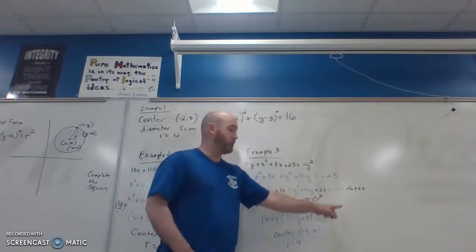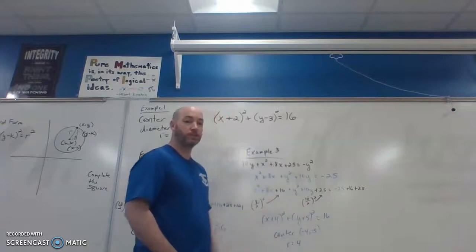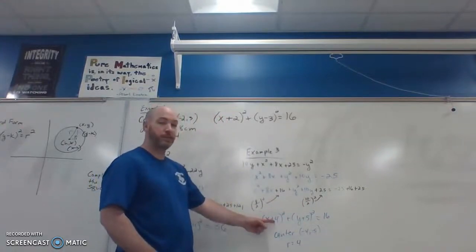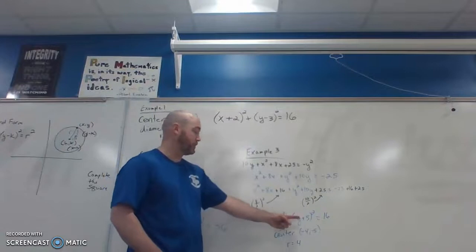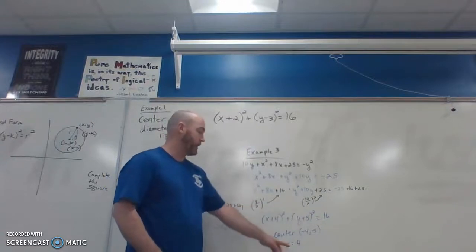We simplify over here and we get 16. So if I ask you what the center is, it's going to be the opposite of the way it looks. So (-4, -5), and the radius is 4.